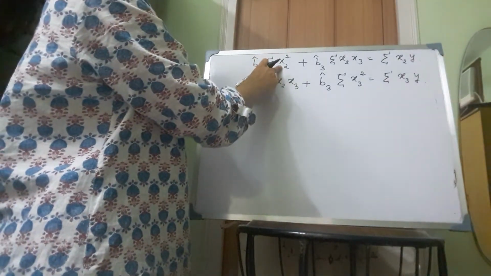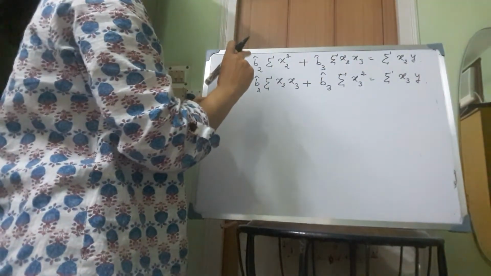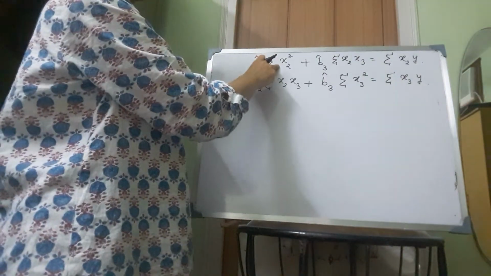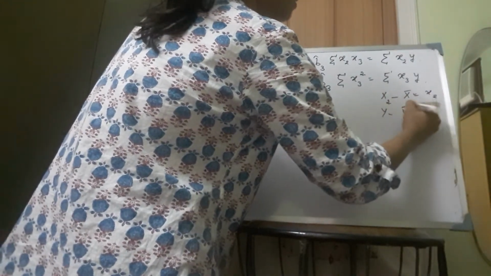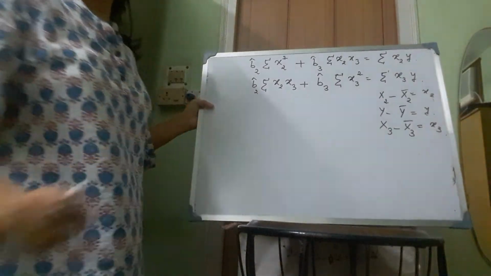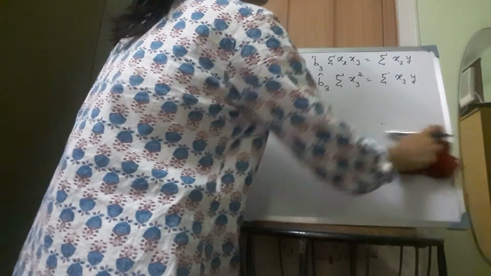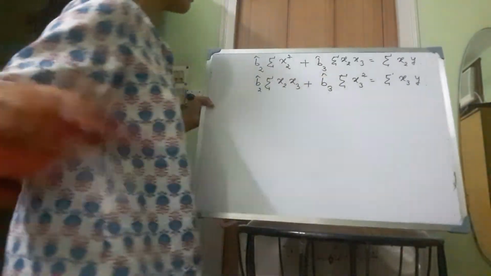Now here all these x and all these y are in deviation form. That is, we are considering the small x and small y. So capital X2 minus X2 bar is small x2, capital Y minus Y bar is small y, and capital X3 minus X3 bar is small x3. So here we are considering all the x and y's in deviation forms.